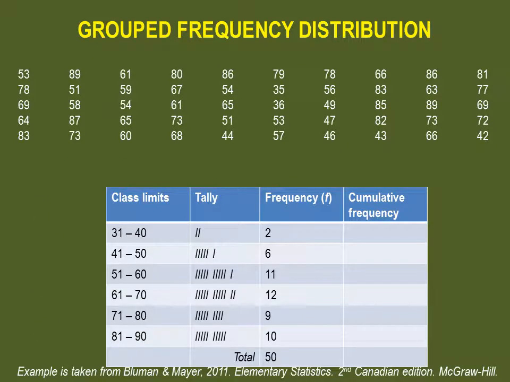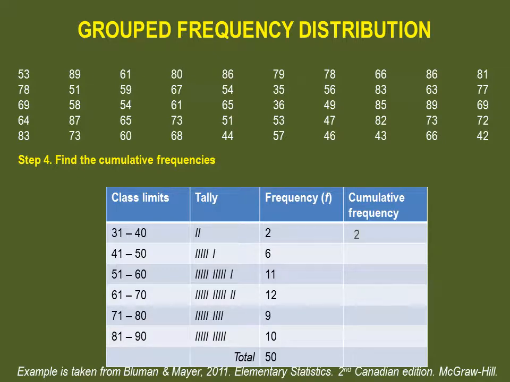Now that we have our classes, we can do step 2, which is tallying the data in column B. Then, we can count the tallies and put that result into column C, the frequency column. Step number 4 would be to find the cumulative frequencies. To find cumulative frequencies, you add the frequency in each class to the total of the frequencies of the preceding classes. Here's the example. Now we notice that in our first class we have a frequency of 2.